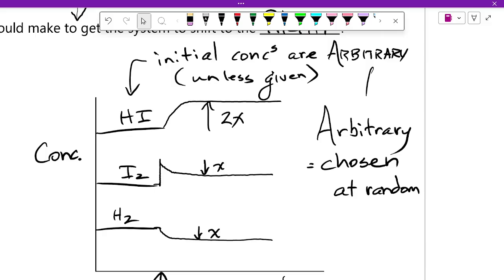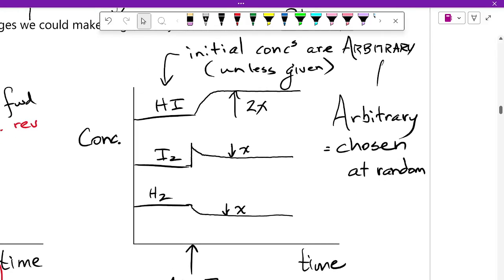So if you're told the concentrations are something, that's great. If not, doesn't really matter. I just don't want you to get the idea that it's always like reactant product. Do you know what I mean? I tend to do that because it's easiest. It's organized, but whatever.